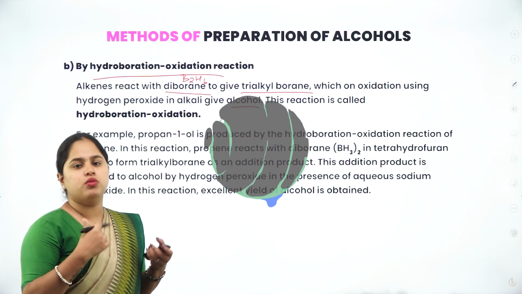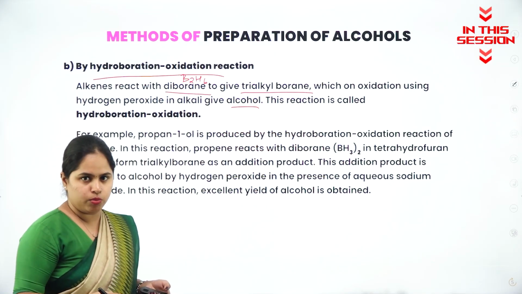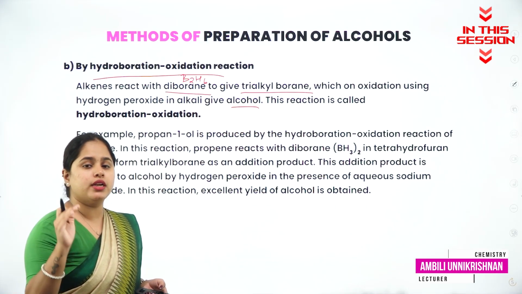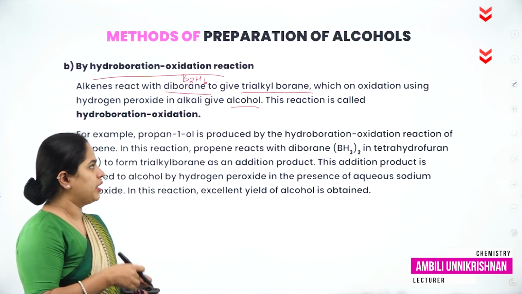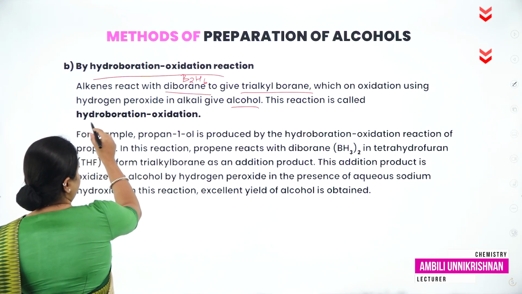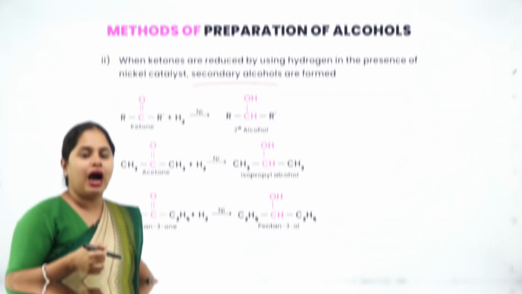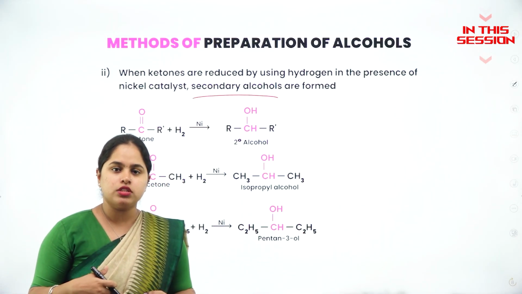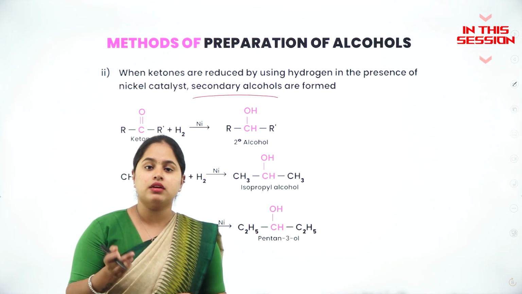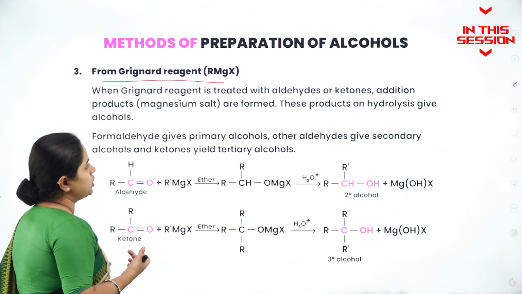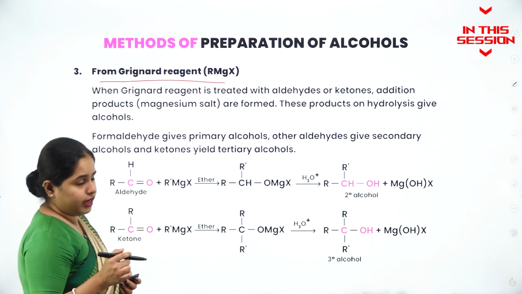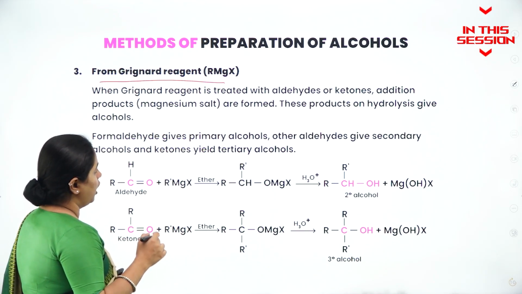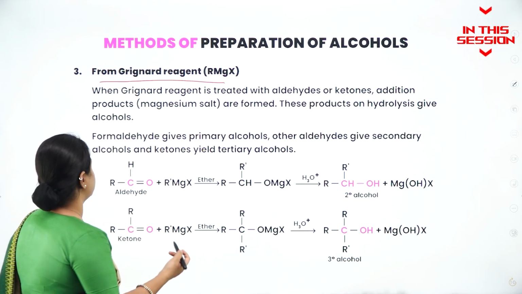First, an alkene reacts with diborane to form trialkyl borane, and the trialkyl borane undergoes oxidation to form alcohol. This reaction is called hydroboration oxidation. When aldehydes undergo hydrogenation, you get a primary alcohol. When ketones undergo hydrogenation, you get a secondary alcohol. When a Grignard reagent is treated with aldehydes or ketones, addition products are formed, and these products on hydrolysis give alcohol.